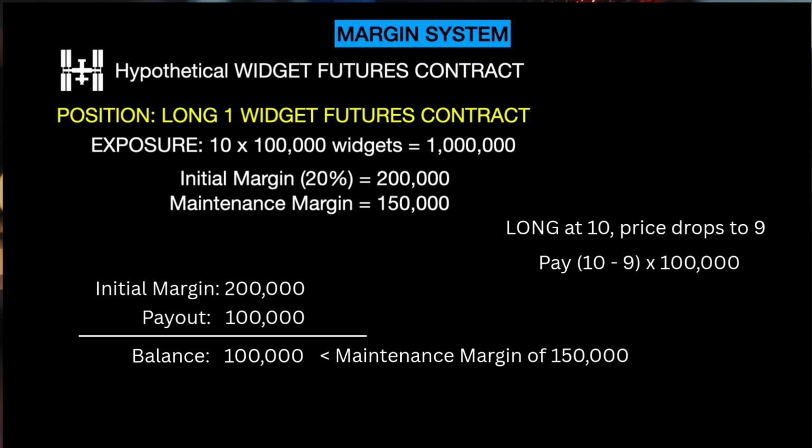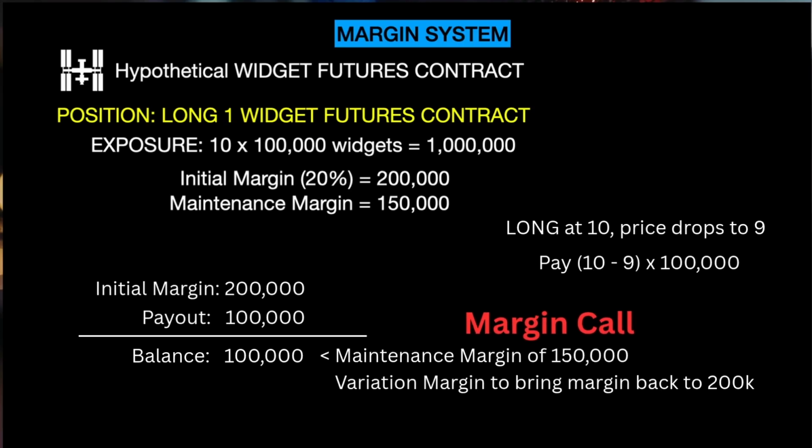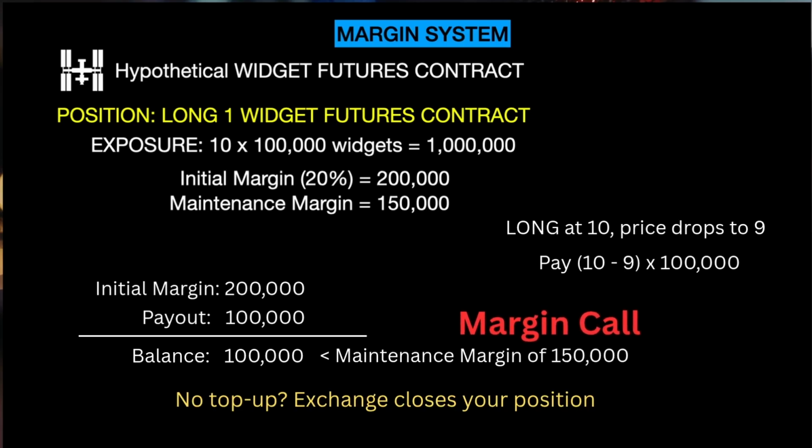However, this is already below your maintenance margin of $150,000. So a margin call is issued because of that. Now you have to pony up a variation margin. In this case, it's 100,000. It's the P&L to top up your margin back to 200,000, meaning you lost 100,000. And now, since you're below the maintenance margin, you need to bring it back up to the initial margin. Now, if you don't top up, the exchange will close the position and you're left with 100,000. And the short of the position gets that 100,000 to his margin account, and that's it.